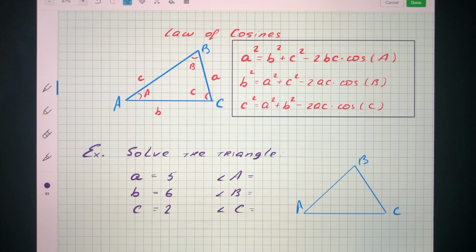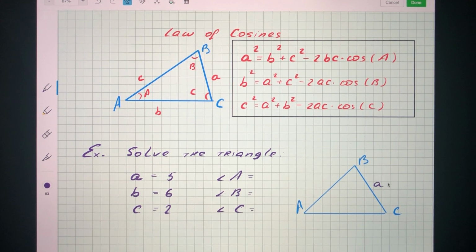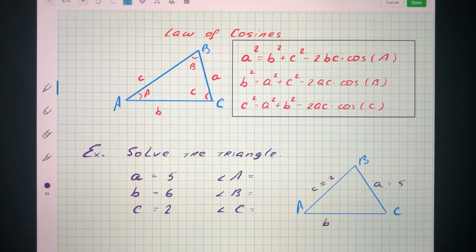So here below we have an example. We are asked to solve the triangle, which means to find all the missing sides and all the missing angles. But we are already told what every side is. So we have all three sides, and we can label our triangle here. The side A is 5, the side C is 2, and the side B is 6. But we're missing every single angle, the A, the B, and the C.